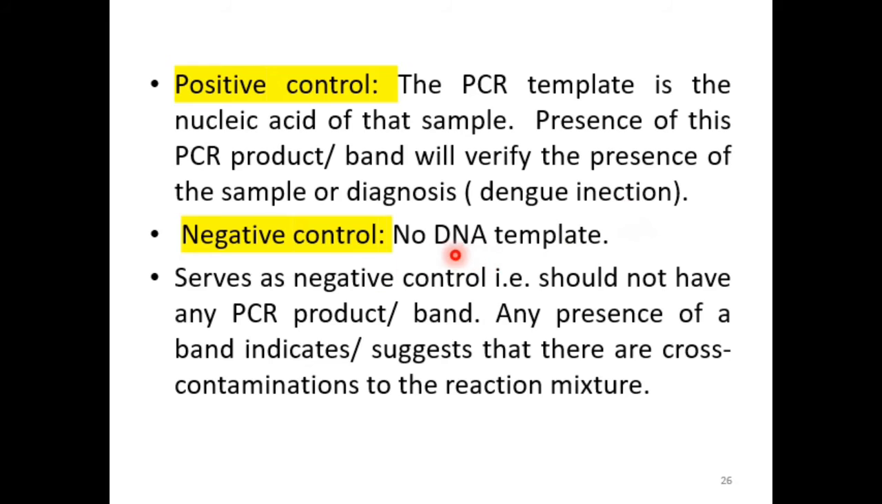Negative control, there will be no DNA template. You don't put any sample in the negative control. So this is very important because it should not have any PCR product or band. You should not have any band or PCR product. The presence of a band indicates that there is a cross-contamination in your reaction. Okay, so you need positive control to verify that your reaction is working and negative control to exclude contamination of your PCR. Okay, with that, I come to the end of part 1.